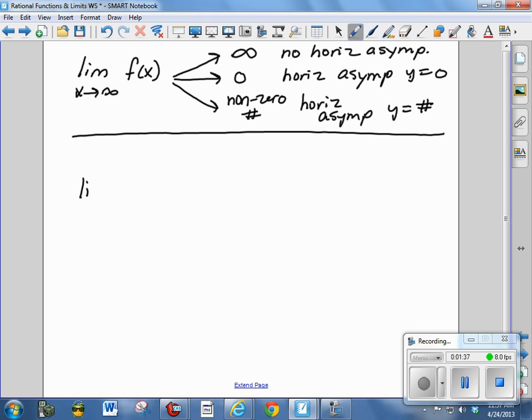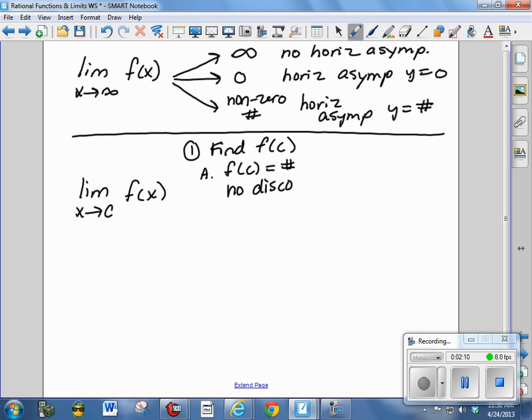Now the second type of limit we did was where x goes to a particular number. What happens as x goes to -1? What happens as x goes to 5, for example? You're always going to start by finding f of c. In other words, plug the number into the function. And you're going to get one of three cases. A, f of c equals a number. If f of c equals a specific number, there is no discontinuity at that point in the graph.